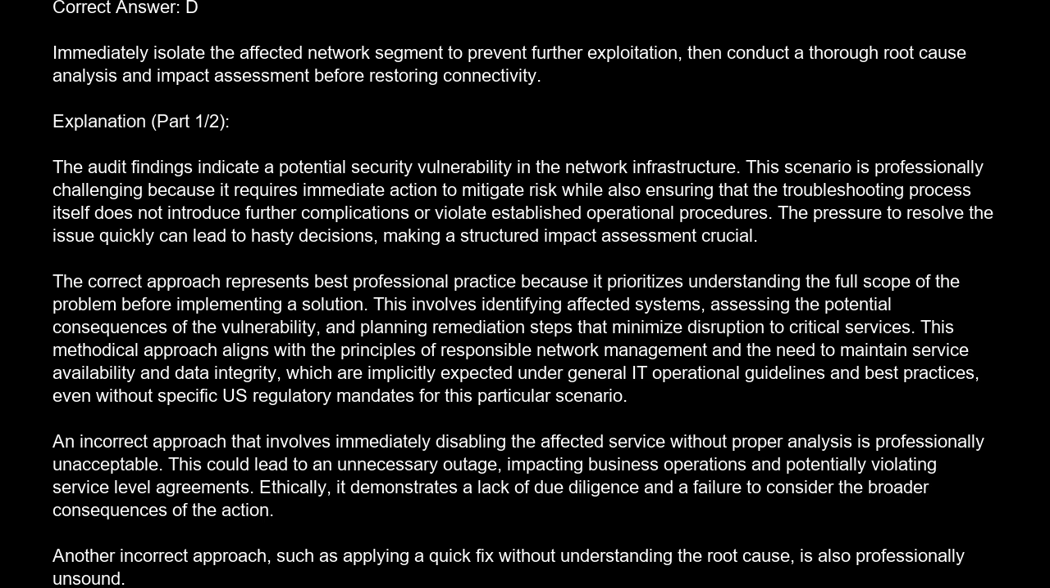Even without specific U.S. regulatory mandates for this particular scenario, an incorrect approach that involves immediately disabling the affected service without proper analysis is professionally unacceptable. This could lead to an unnecessary outage, impacting business operations and potentially violating service-level agreements. Ethically, it demonstrates a lack of due diligence and a failure to consider the broader consequences of the action.